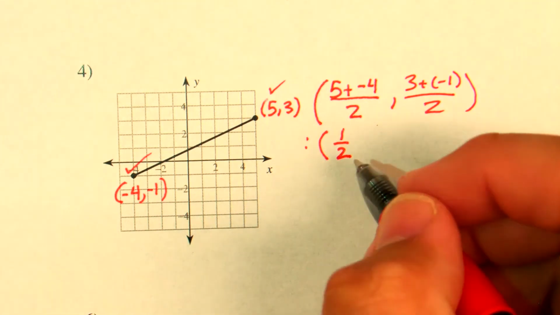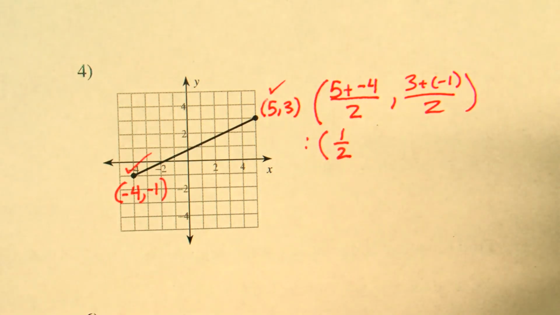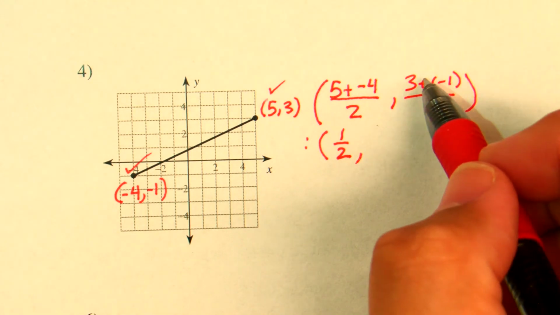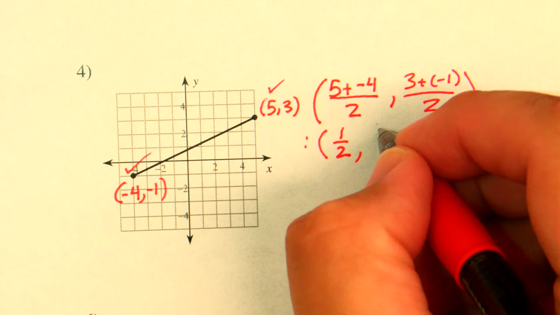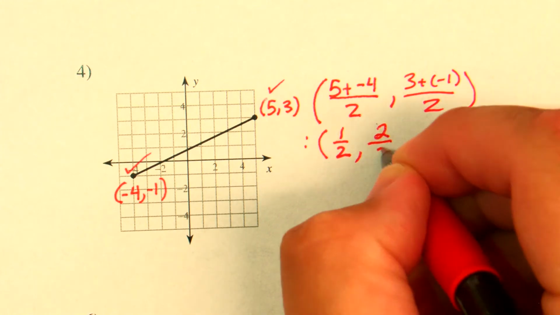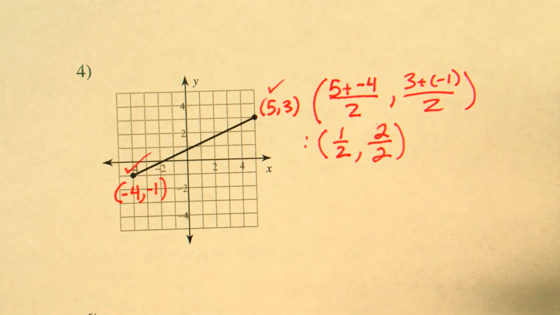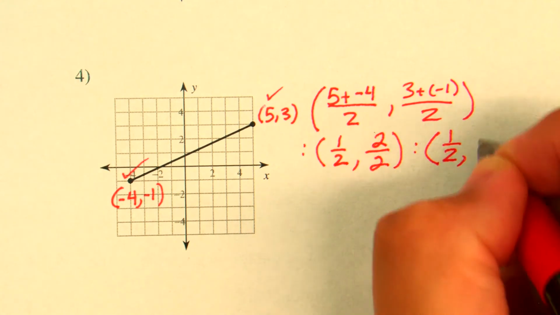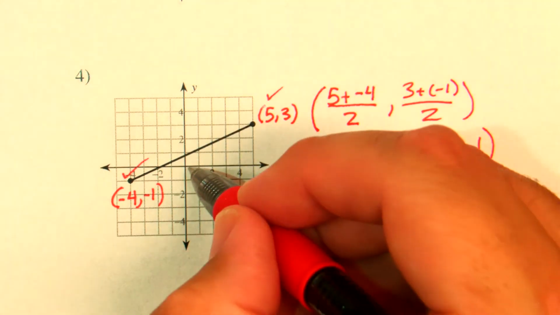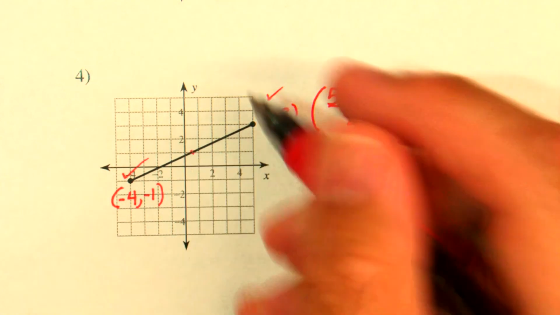Am I going to have to do anything else with 1 over 2? Or can I keep it 1 over 2? I can keep it 1 over 2. Now I have 3 minus 1. So what's that? 2. 2 over 2, which is 1. So I'll just rewrite it as 1/2, comma 1. And the midpoint is right about there.